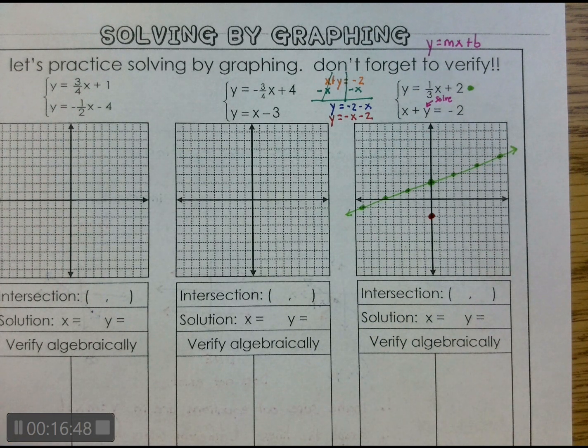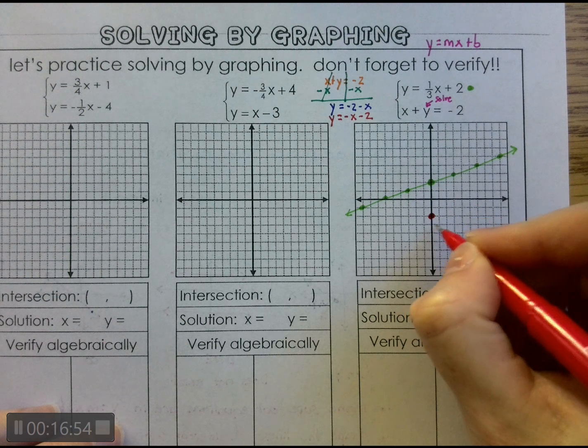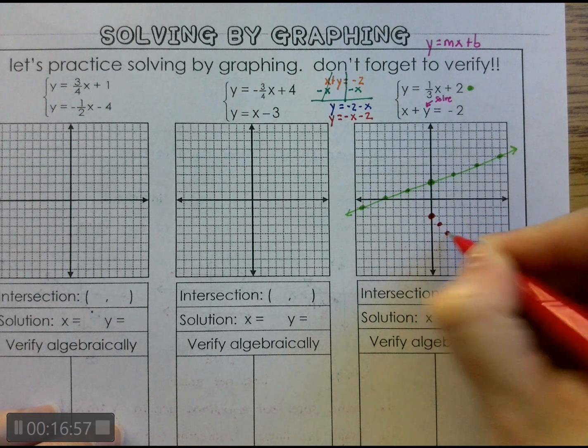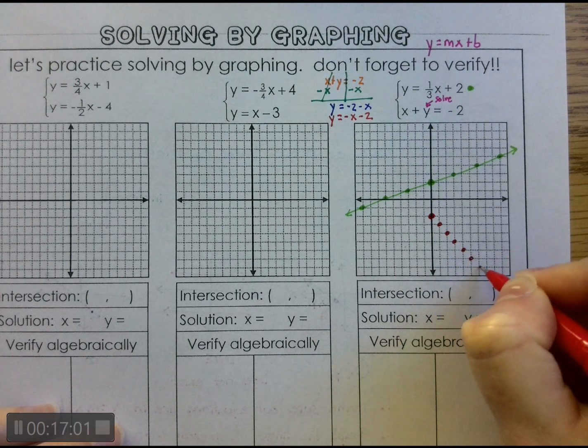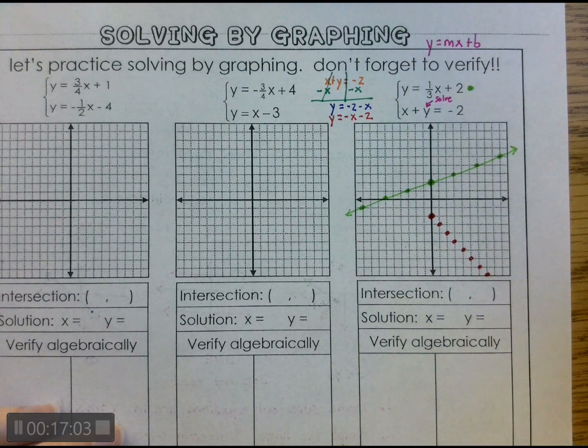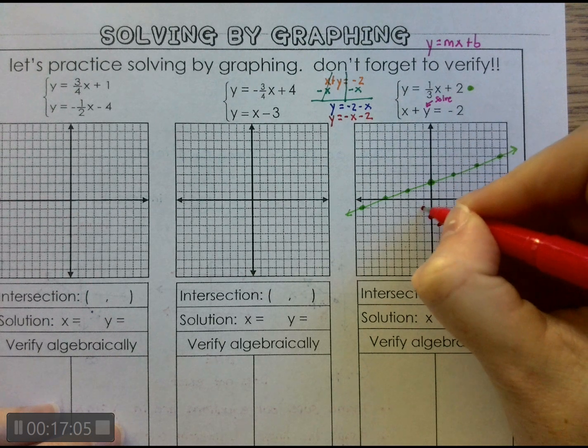So your slope is -1, which means that it's going to be -1 over 1. So down 1 to the right 1. And then up 1 to the left 1.